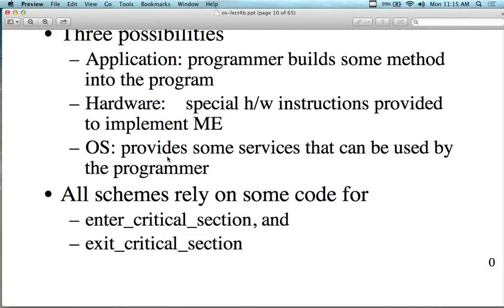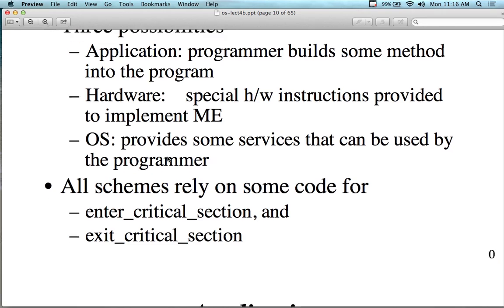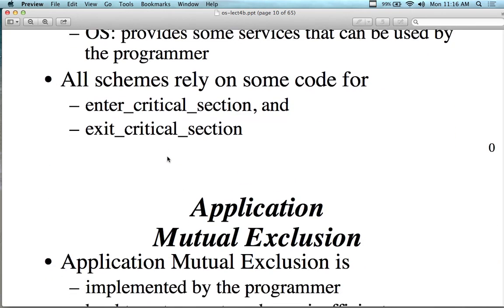If we do it from an operating system level, that's what we're going to talk about next, with semaphores and mutexes, to support and basically have the programmer do it, but use operating system services to facilitate the communication. So all schemes rely on some code for entering into the critical region and then exiting out of the critical region.